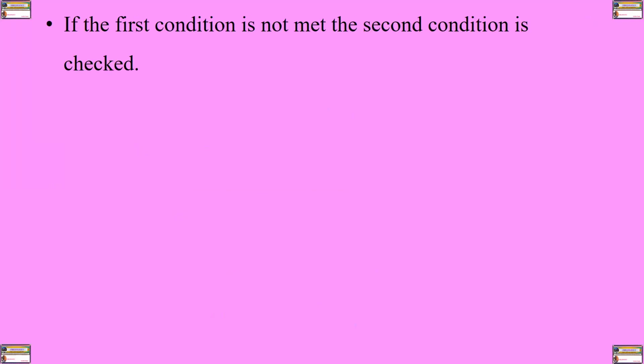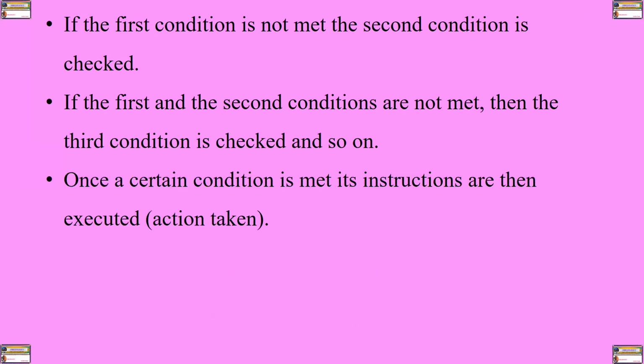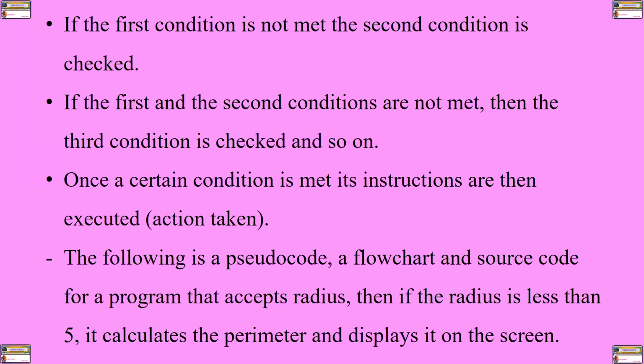So if the first condition is not met, the second condition is checked. If the first and second conditions are not met, then the third condition is checked, and so on. Once a certain condition is met, its instructions are executed or the action is taken. The following is therefore a sample pseudocode, a sample flowchart and a sample source code for a program that accepts a radius.